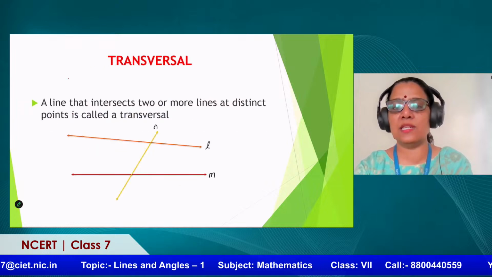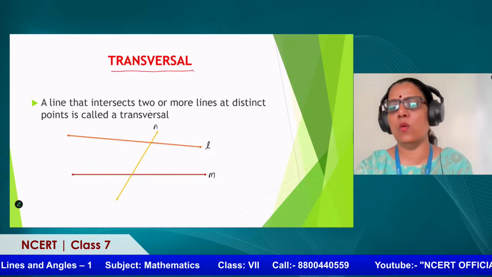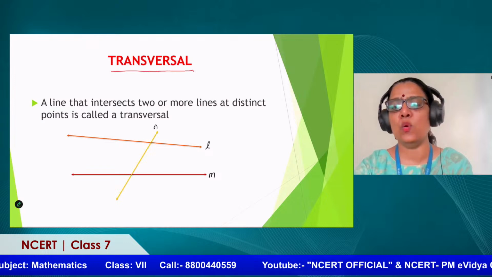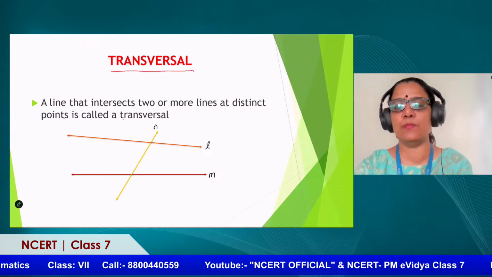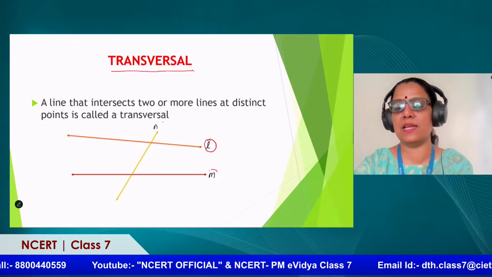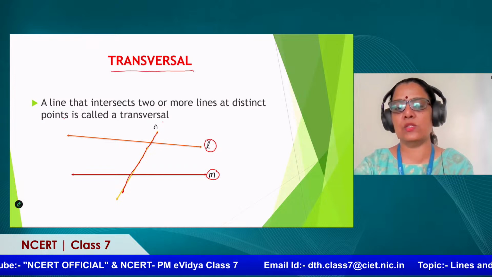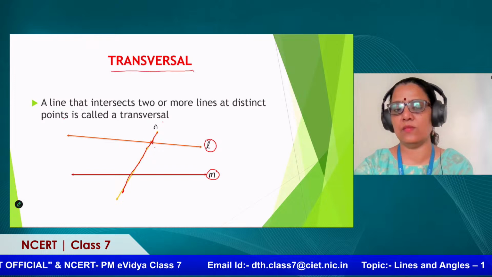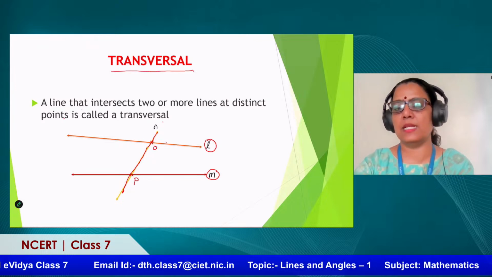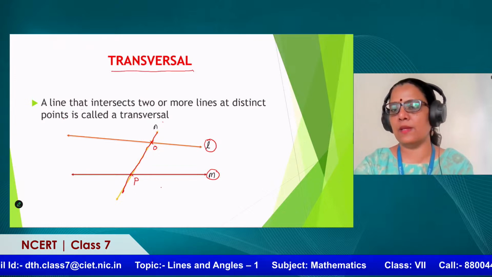Okay. Now, the term which we need to be familiar with right now is transversal. What is a transversal? A line that intersects 2 or more lines at distinct points is called a transversal. You can see there are 2 lines here, L and M. This is intersected by another line. This line is intersecting here, which I call O, and here another point, let us call it P. This line N is called a transversal.